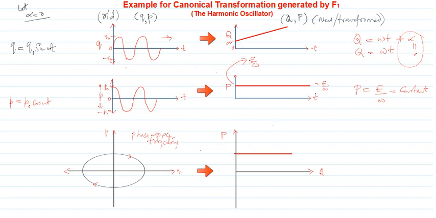Why? Because P is equal to a constant. It is independent of Q. So if I draw the variation of P with Q, it must be a graph which is parallel to the Q axis.